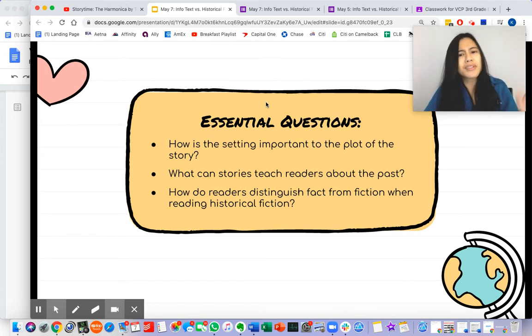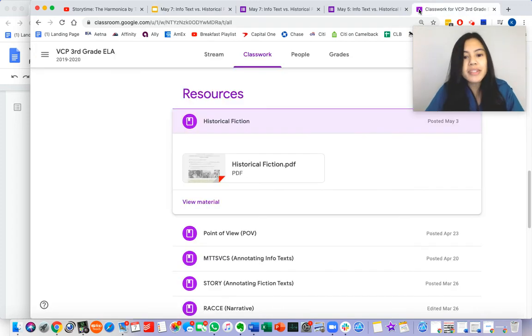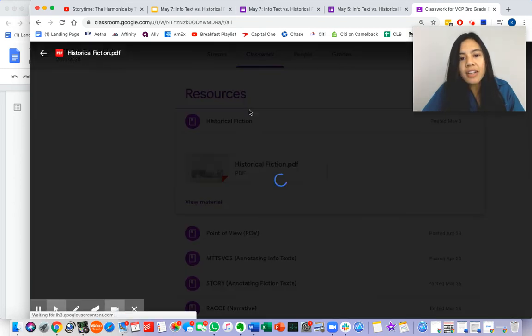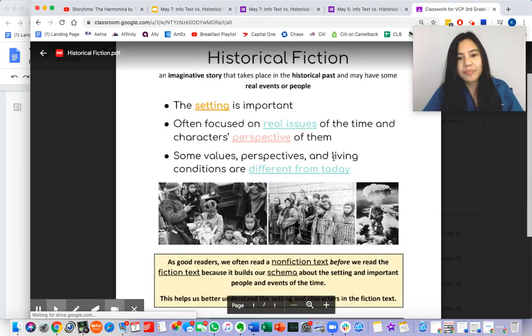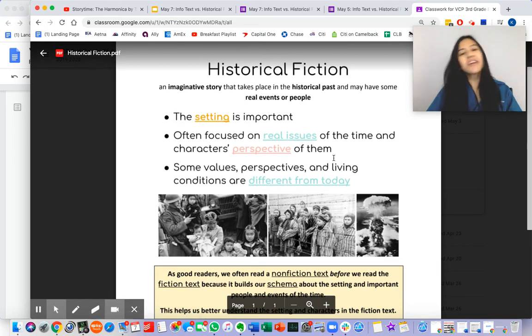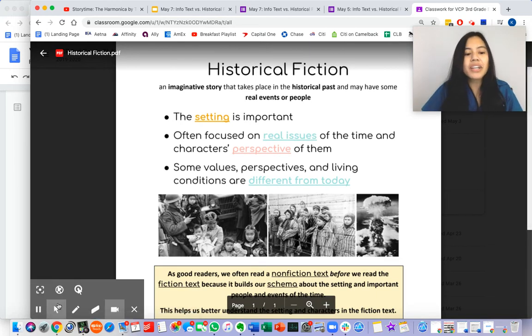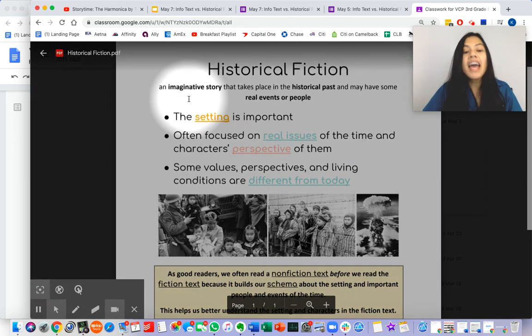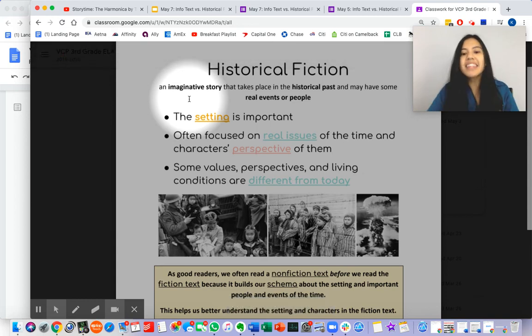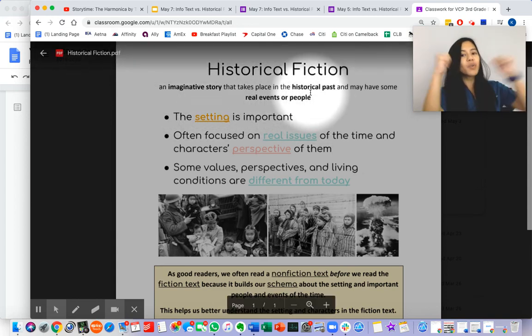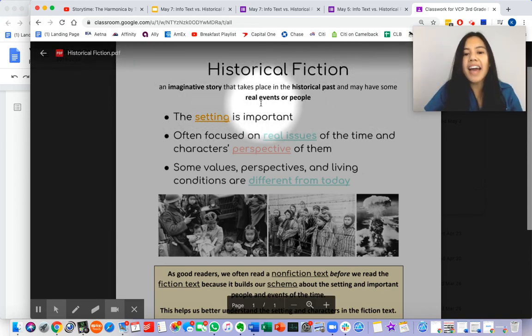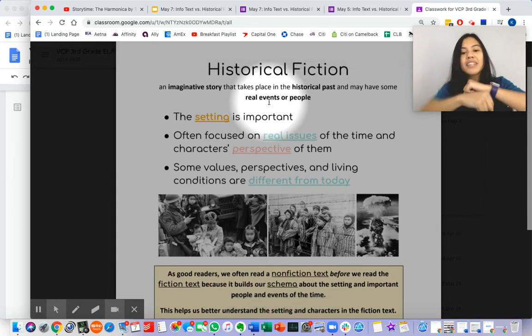I know you guys are experts right now, but remember that we can always find our resource by going to our historical fiction under resources and classwork. Say it with me, scholars. Historical fiction is an imaginative story that takes place in the historical past and may have some real events or people.